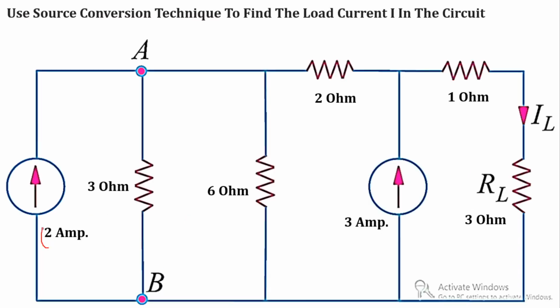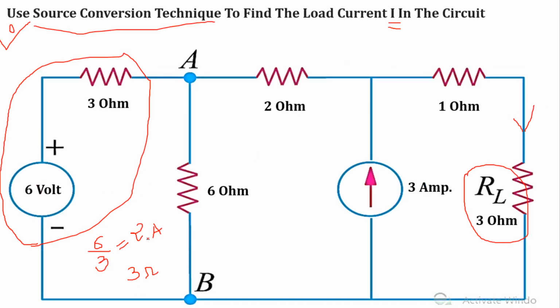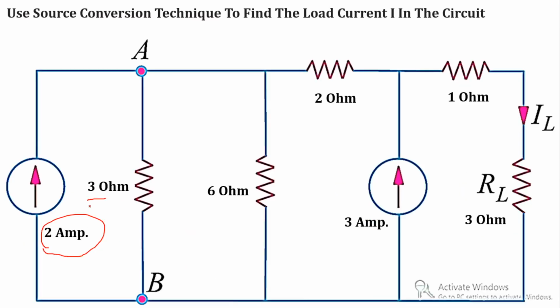This is the 2 ampere source that we have seen. This is the 2 ampere, and parallel resistance will be of 3 ohm. So this is the parallel resistance of 3 ohm. So in the first step we have converted the voltage source with series resistance into the current source with parallel resistance. Now second step, we can see that these two resistances are connected in parallel. These two resistances are connected in parallel.